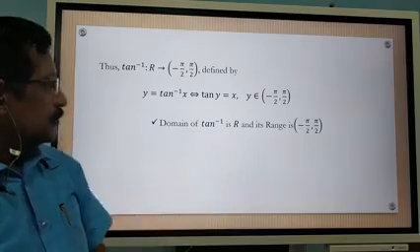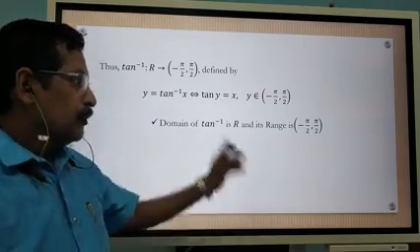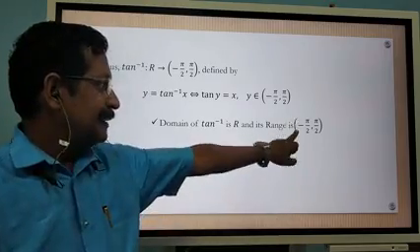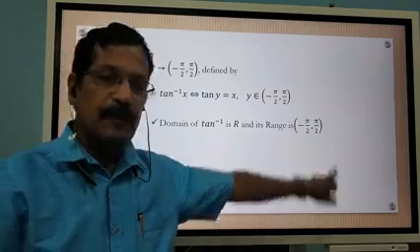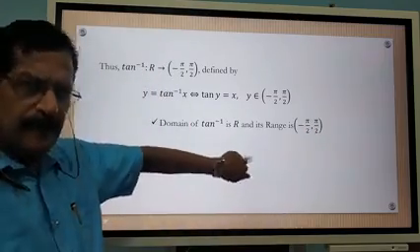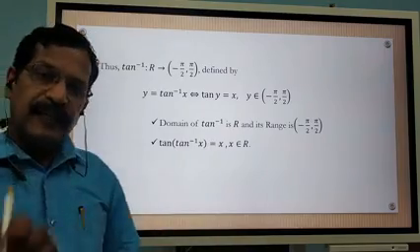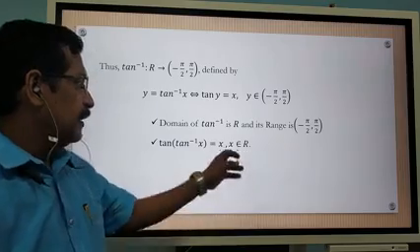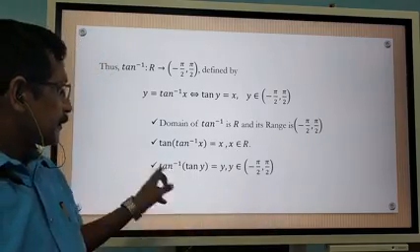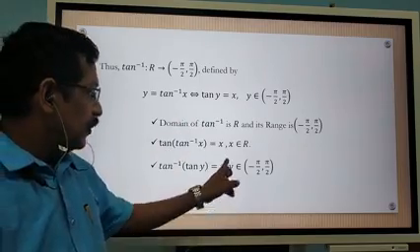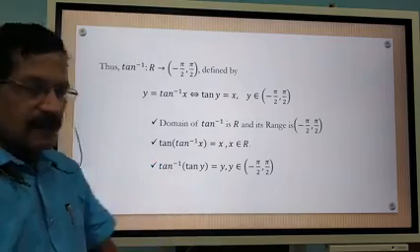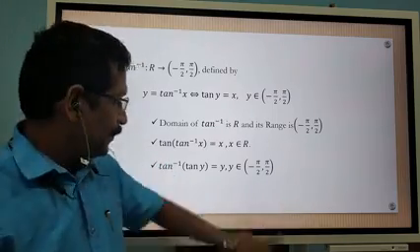And here also there are some important points. The domain of tan inverse is the set of all real numbers, and the range is the open interval minus pi by 2 to plus pi by 2. In the same way, tan of tan inverse x is equal to x, where x is an element of R, the set of real numbers. Tan inverse of tan y is equal to y, where y is an element of minus pi by 2 to plus pi by 2. So, this is the case of tan inverse.